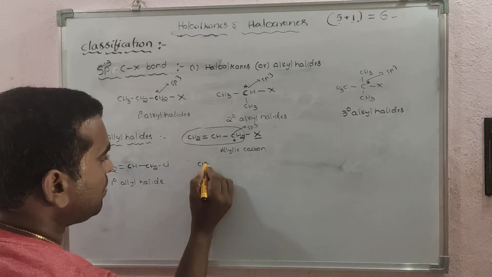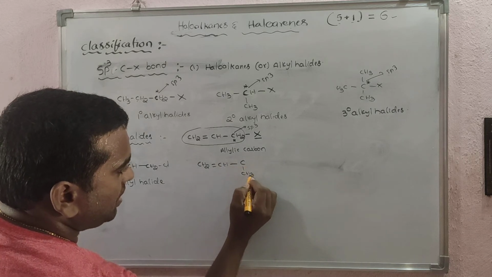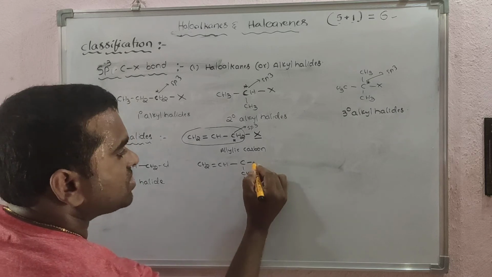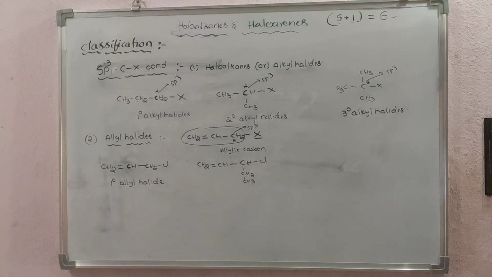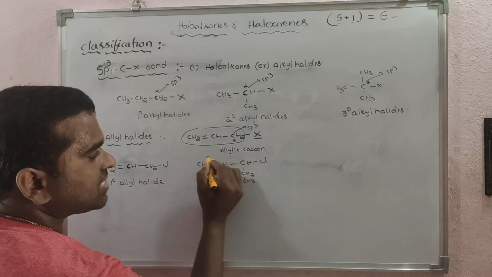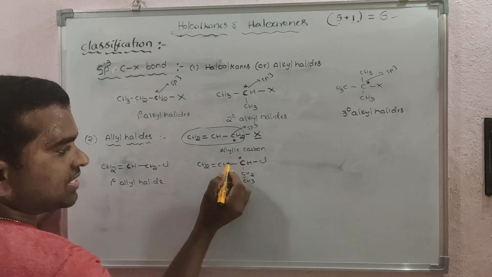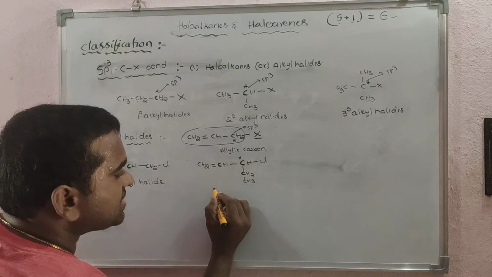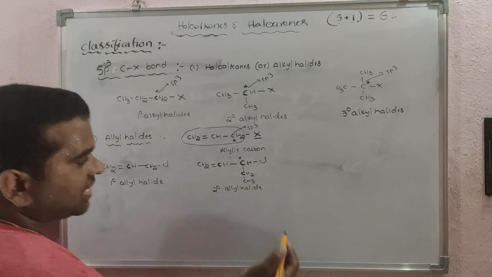And secondary. Secondary means CH2 double bond CH, and there will be another carbon here. And you can take not only a single carbon, you can take here CH2, CH3 also, no problem. And here H and Cl. Ethyl group added here. Simple. See now, this is an allylic group. Clear? But you see, this Cl attached carbon is attached to two carbons. Here one carbon and here one carbon. So it is a secondary allyl halide.